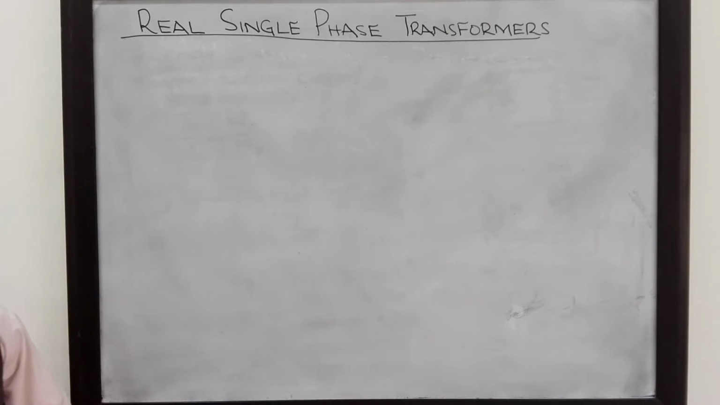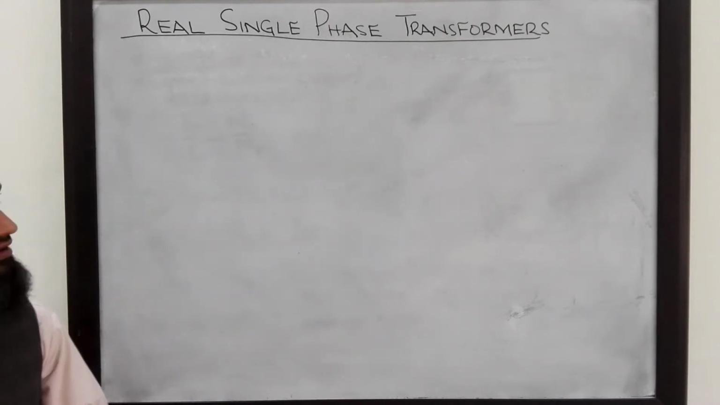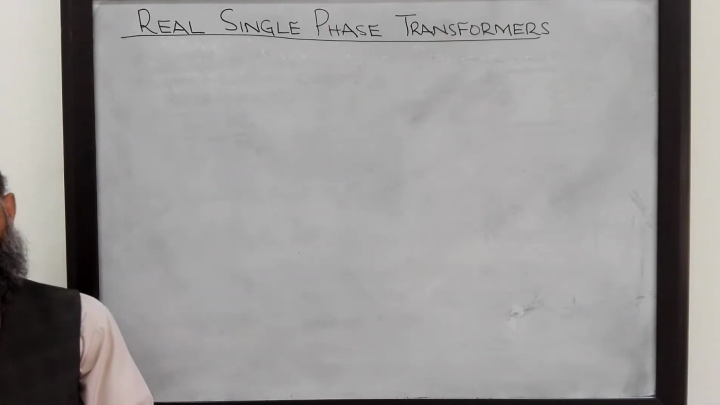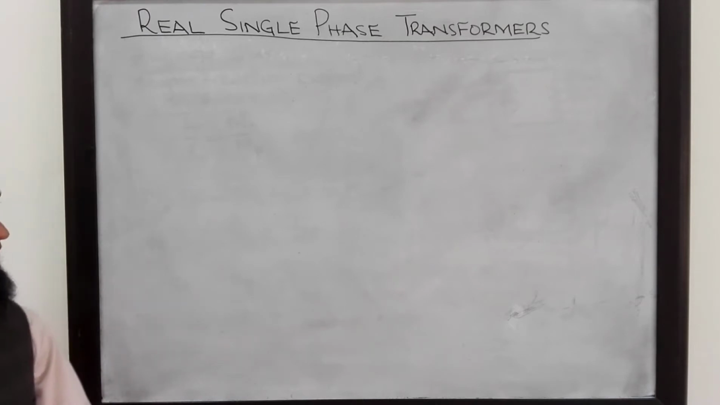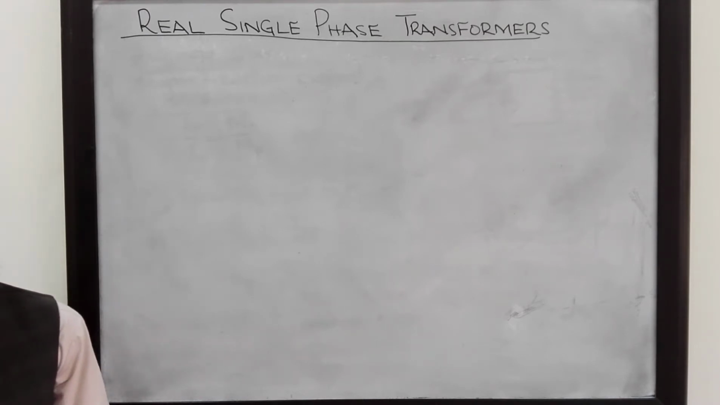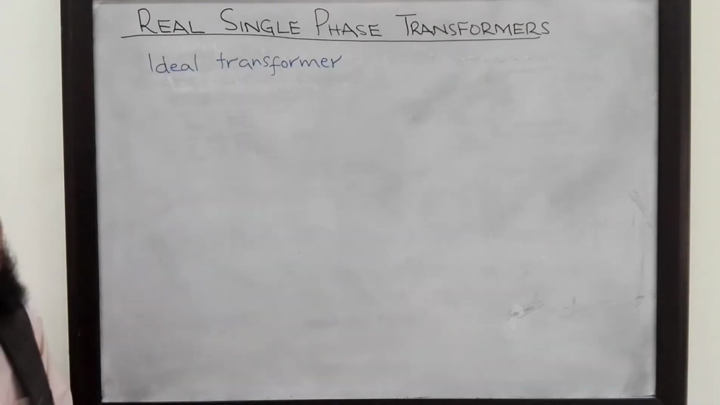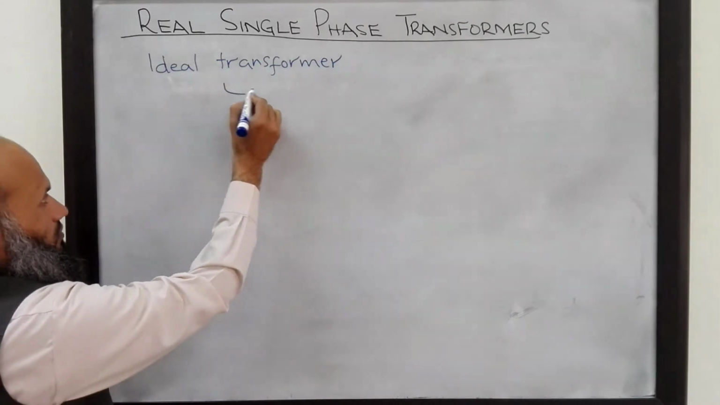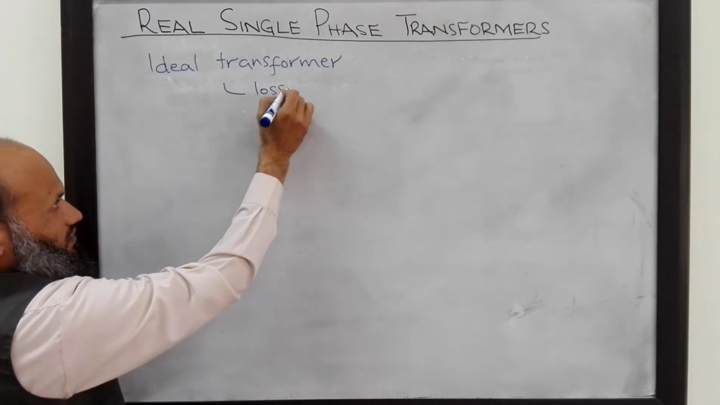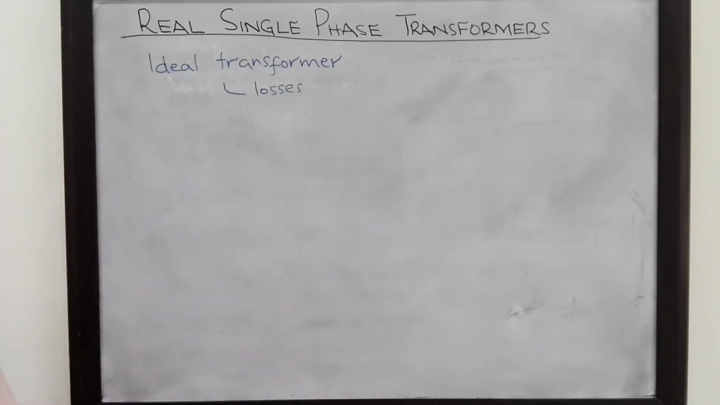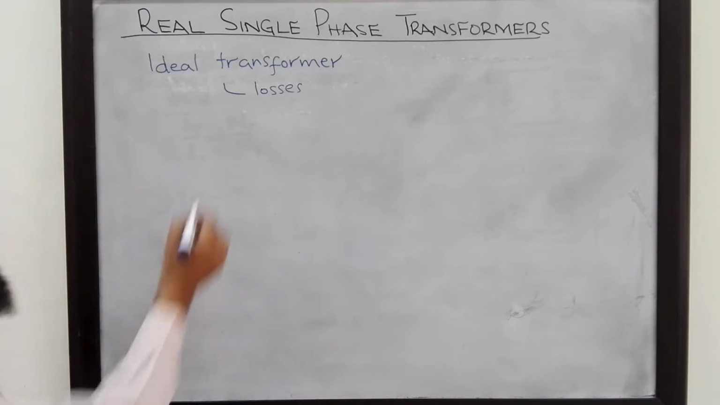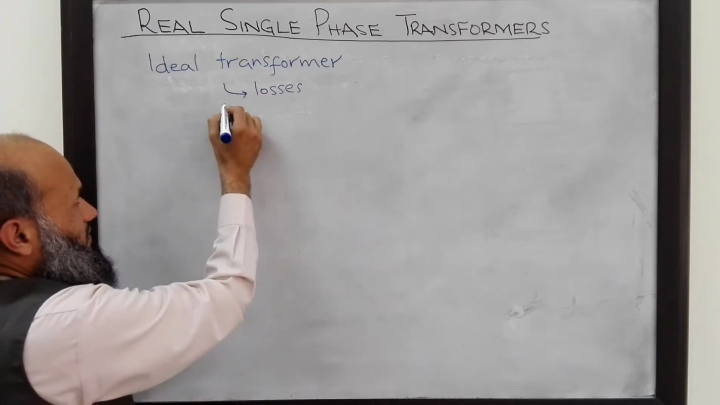In the last lecture we talked about the ideal transformer. In today's lecture we shall discuss real single phase transformers. We shall learn the differences between a real transformer and an ideal transformer. From our discussion in the last lecture, we know that an ideal transformer is a lossless device. That is, in the last lecture we proved that whatever is the input power to an ideal transformer, the same is the output power. That is, it is lossless.